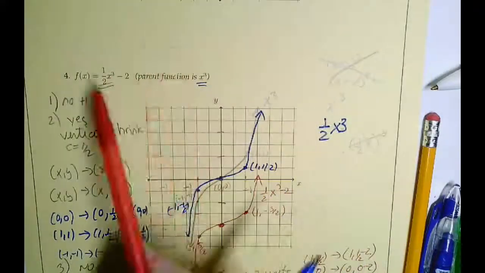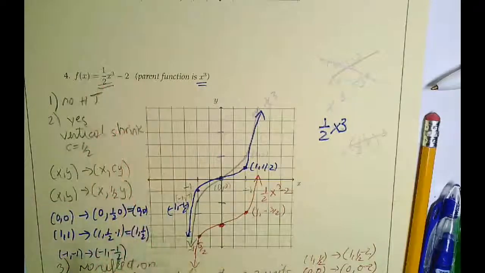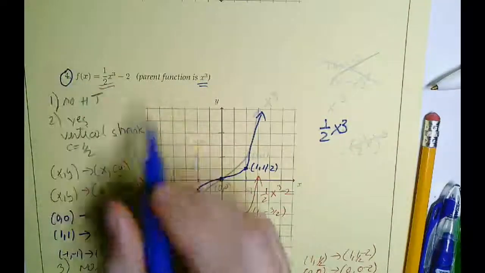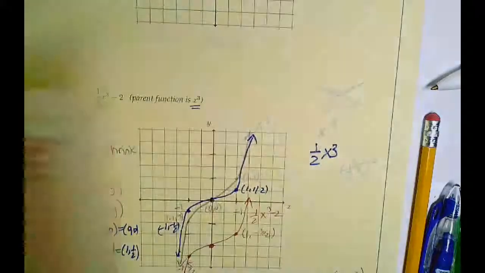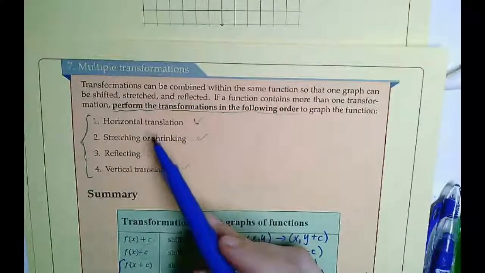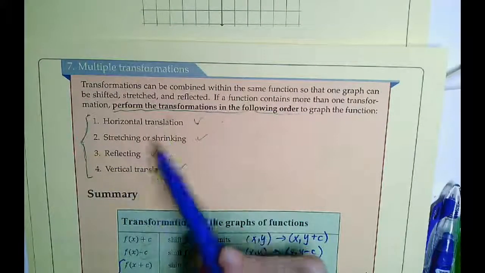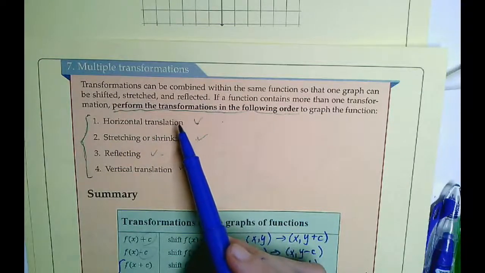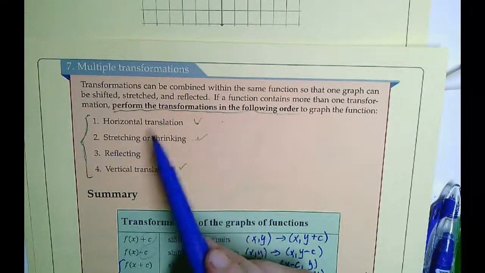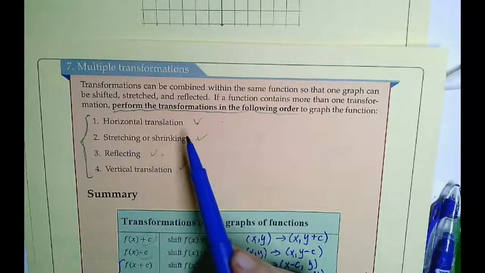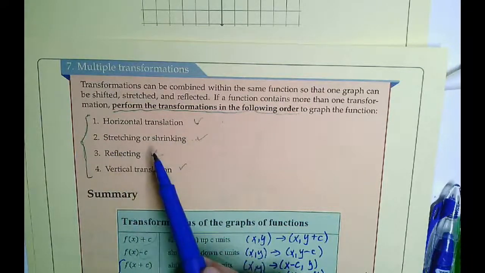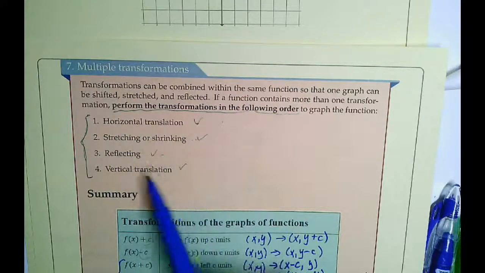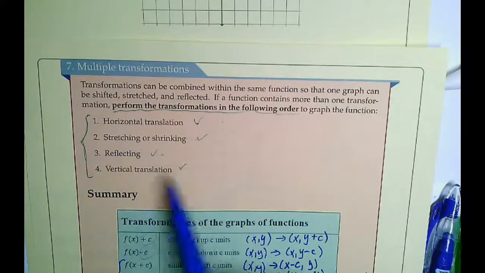So to recap this quickly, when you have a function that has more than one transformation, you have to follow these rules for what transformations to do to the parent function. You take the parent function and do any horizontal translation. Then you take that result and do any shrinking or stretching. Then you reflect that result, and then you do vertical translation at the end.